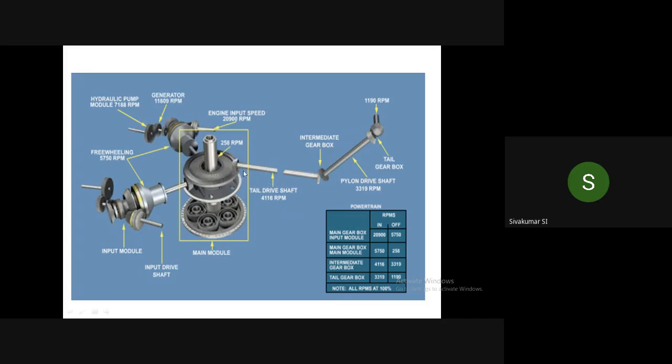Here you see the tail drive shaft, at 4,116 RPM. From this gear, this planetary gear arrangement, it's a perpendicular transmission and goes to the tail rotor at 4,116 RPM. And in the intermediate gearbox you see there are also bevel gears.